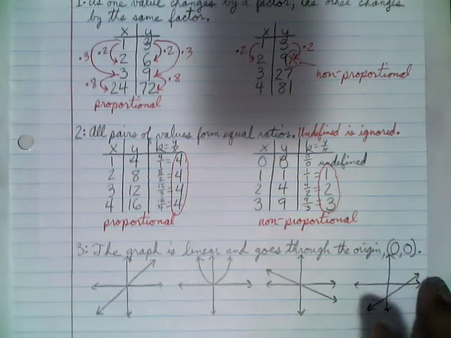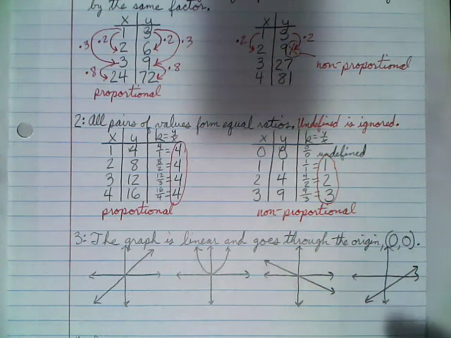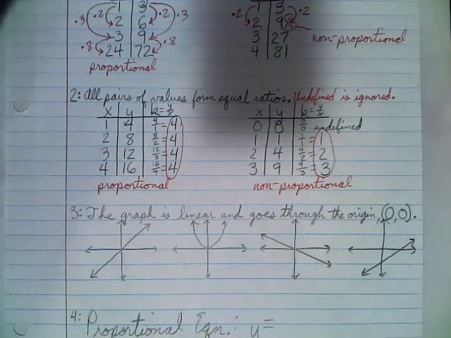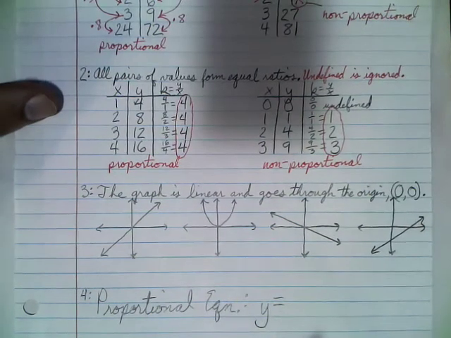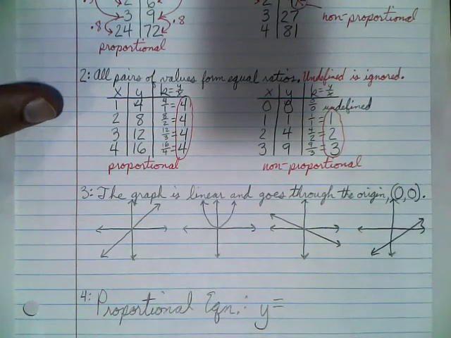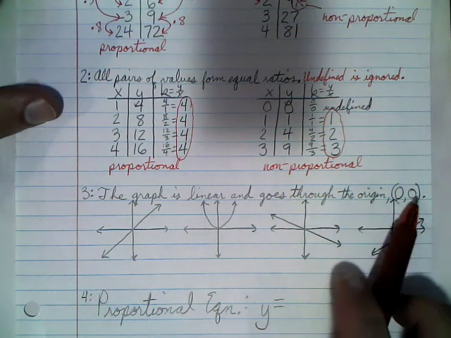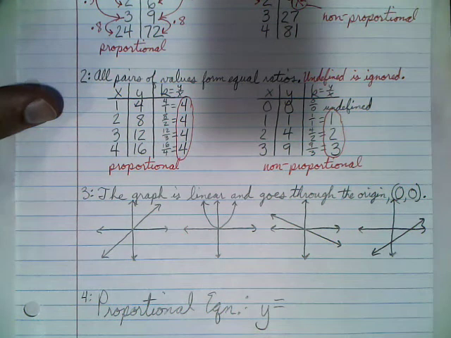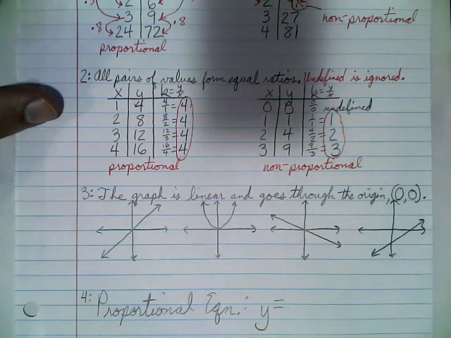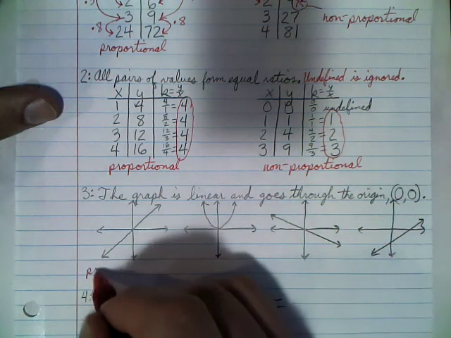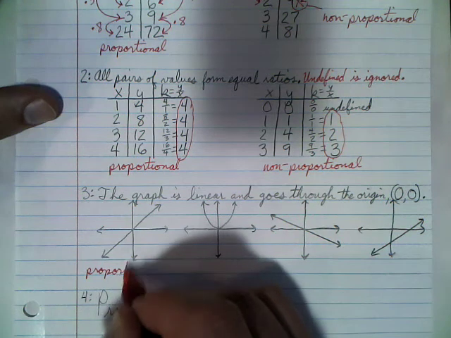So number 3, the graph is linear and goes through the origin, 0, 0. So all proportional relationships have linear graphs, meaning they make a line, and they go through the origin, 0, 0. So a quick look at the graph, we should be able to determine whether or not it is proportional. So this first one, sure enough, is linear, and it goes through the origin, proportional.